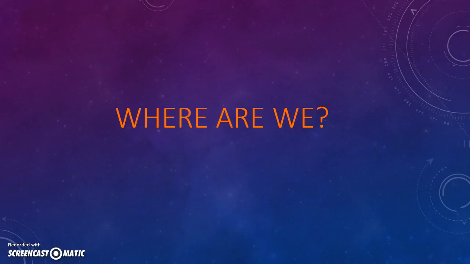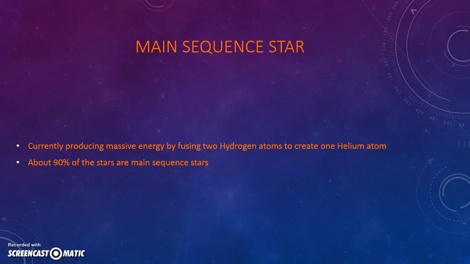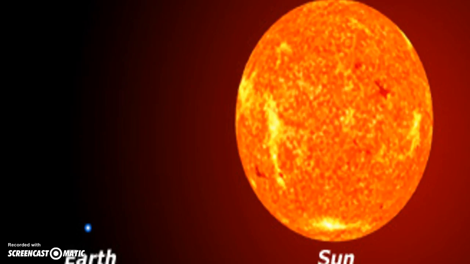Where are we in these phases? We are in the phase of the main sequence star. The energy you feel from the sun today is created by the fusion of hydrogen atoms to create helium atoms. Fun fact, 90% of the stars are main sequence stars. If you didn't know, this is the comparison in size of Earth to the sun.